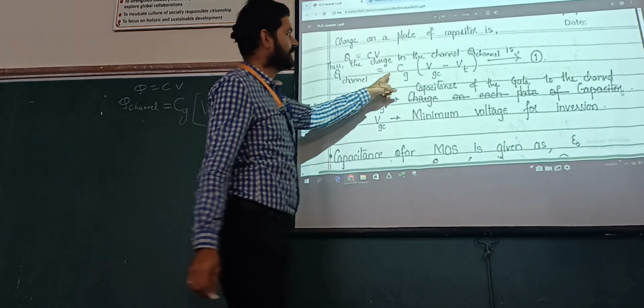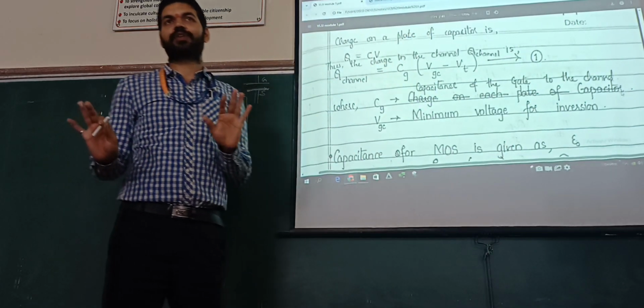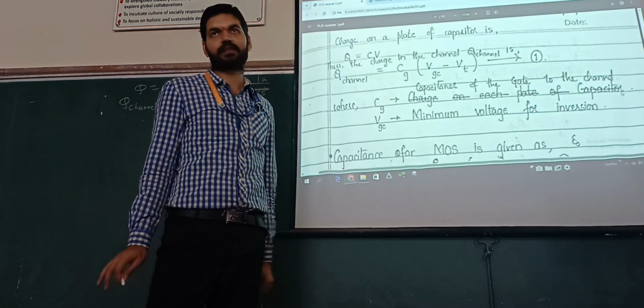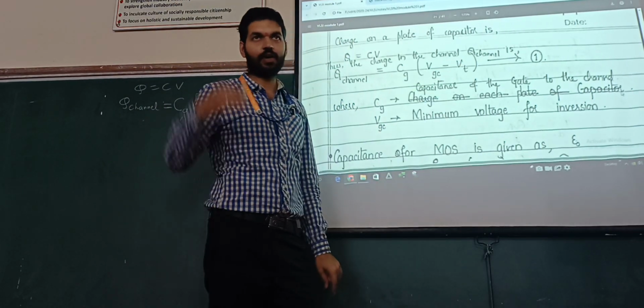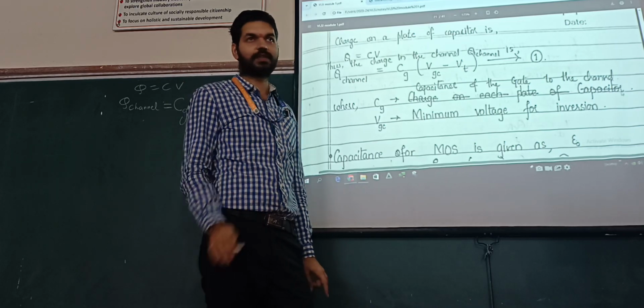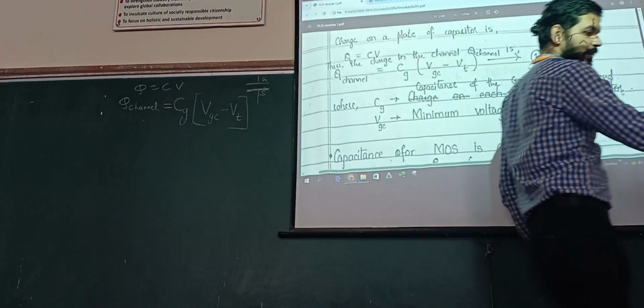So you name this equation as equation number 1. Why do we name it? Because we want to use it later. Okay, we will use this later to derive. So I am going through one derivation. Okay, first equation.